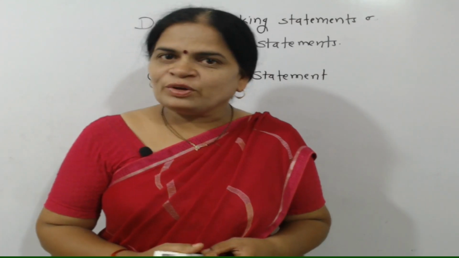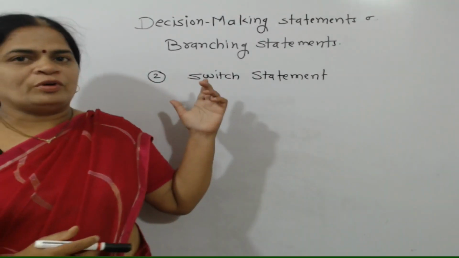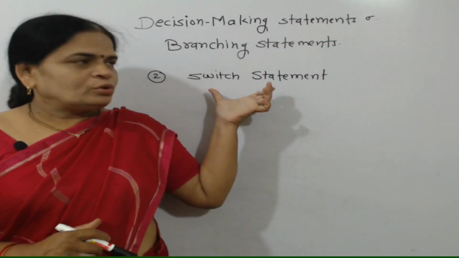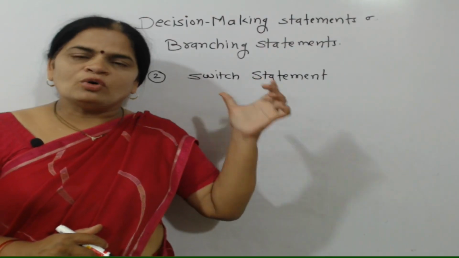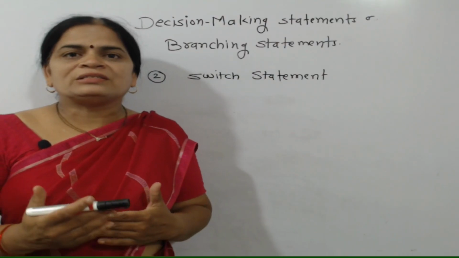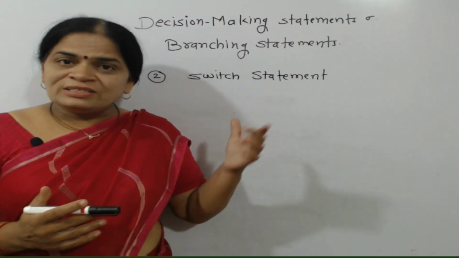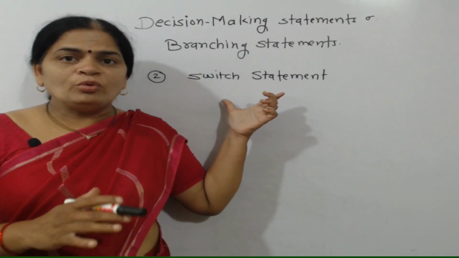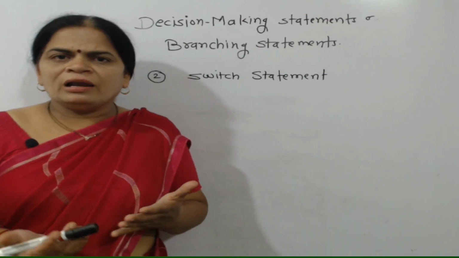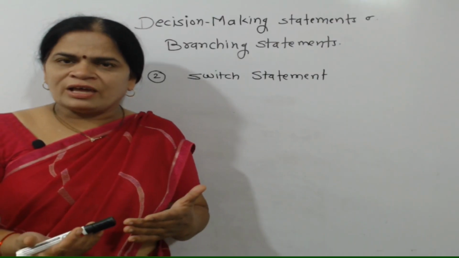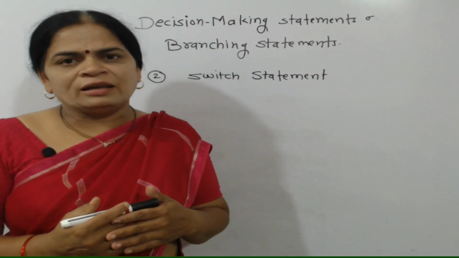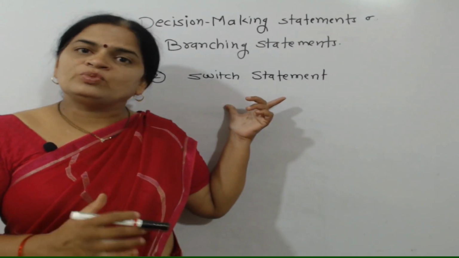So in this lesson we are going to learn about the next type of decision making statement, which is called the switch statement. This switch statement is called the multi-alternative, multi-way decision making statement. This statement is used only when you have more alternatives. If you have many alternatives or multiple choices and you have to select one of them, then I will use the switch statement.